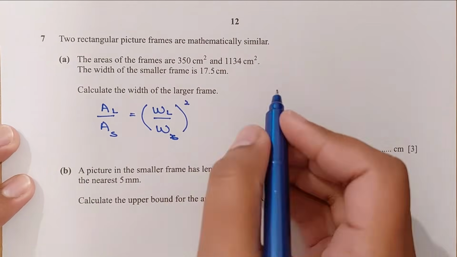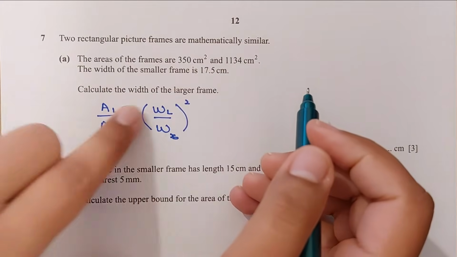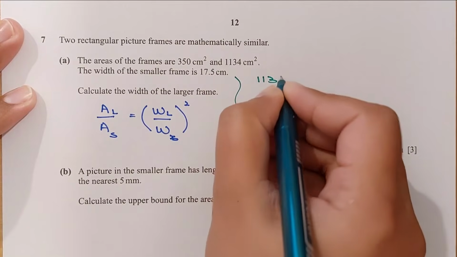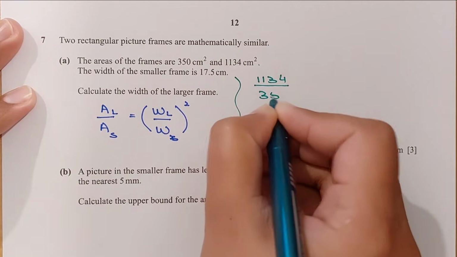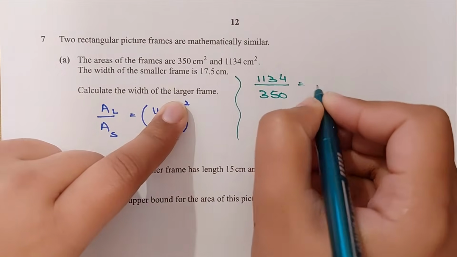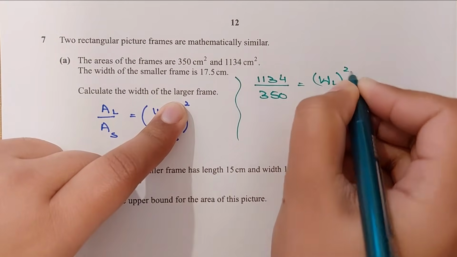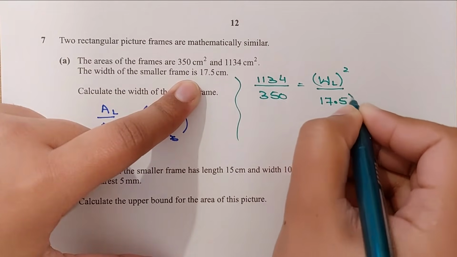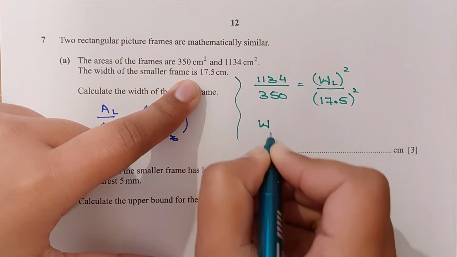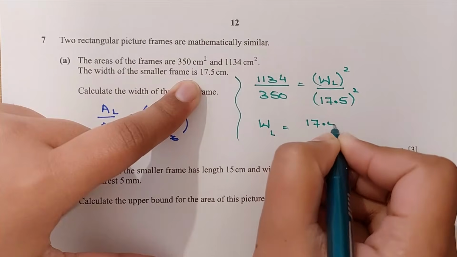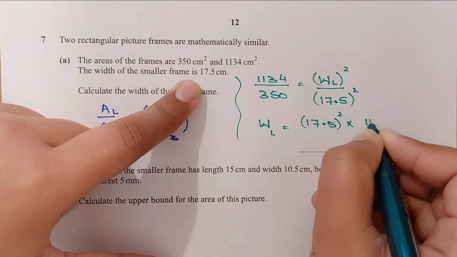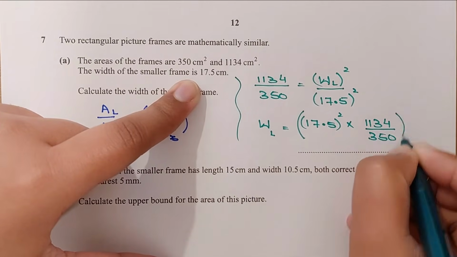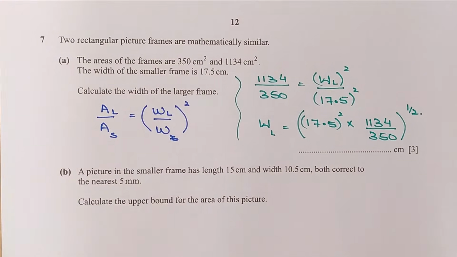Okay, so now let me substitute the values here. Area of large is 1134 and area of small is 350, and this is equal to the width of the large, WL, squared, which we have to calculate, divided by the width of the smaller frame, 17.5, whole squared, right? So W large is 17.5 times the square root of 1134 divided by 350, that is power 1 by 2, right? So let me calculate this.